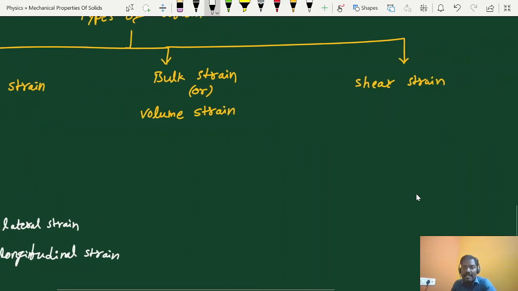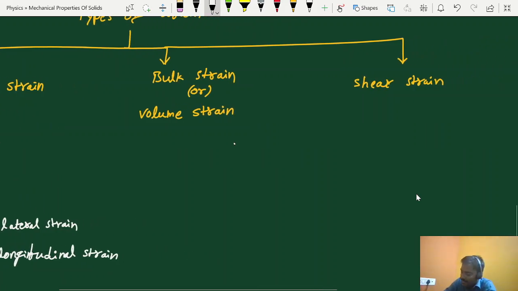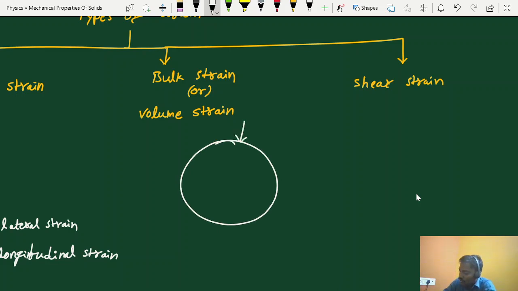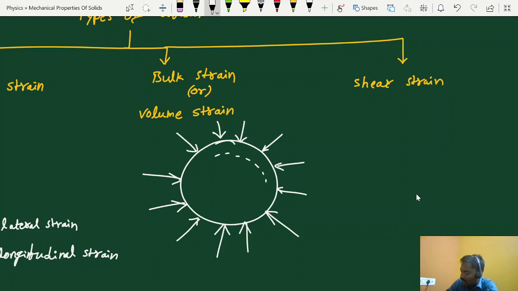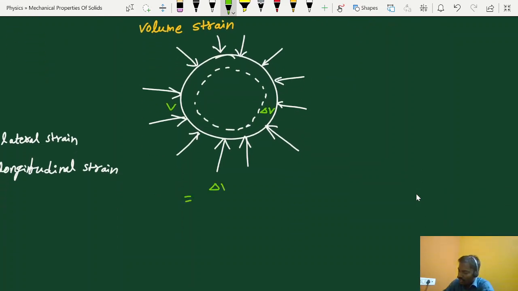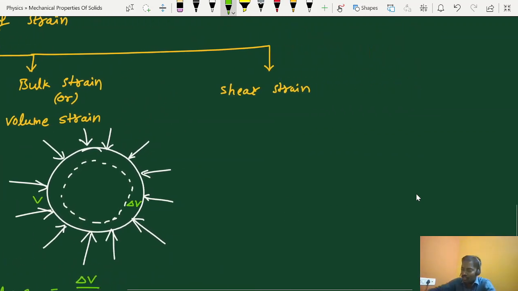If equal normal force acts throughout every cross section of the solid body, what change in dimension we can expect here is volume. So this is change in volume, this is original volume. This change in volume per original volume is defined as volume strain or bulk strain. Right, students? Now shear strain.